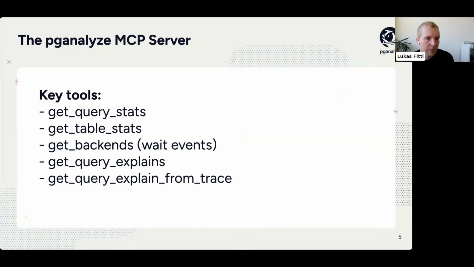And just a quick summary in terms of the tools that exist: we're talking about things like getting query statistics, getting table statistics, getting backends, which we call wait events, and you can get explain plans. This is really one of the key tools that I've found to be useful. If you give an AI tool the ability to get an explain plan from a production database, it multiplies what they can do, because they're good at pattern matching and finding the signals in the noise. And being able to give an AI tool explain plans is really easy with the pganalyze MCP server.